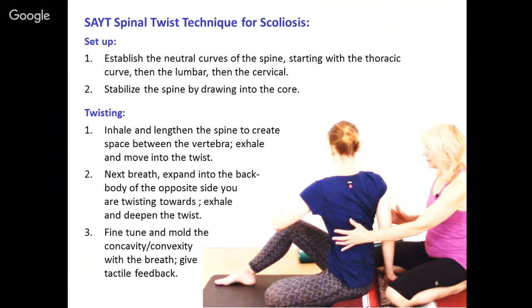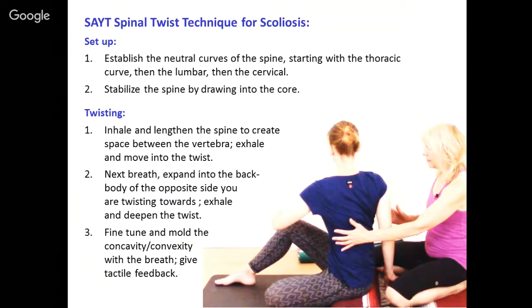We stabilize the spine by drawing into the core. So I use the block in the supine pose, or here we can just draw in, hugging everything in. And then we twist. We inhale. First, before we initiate, we do initiate the breath from the back body.